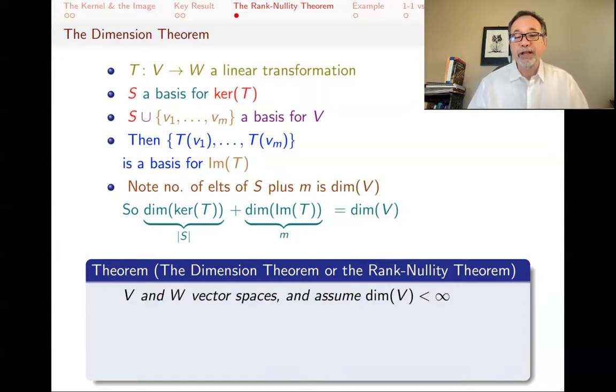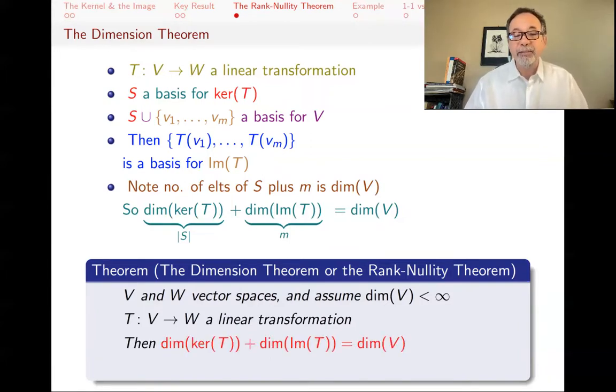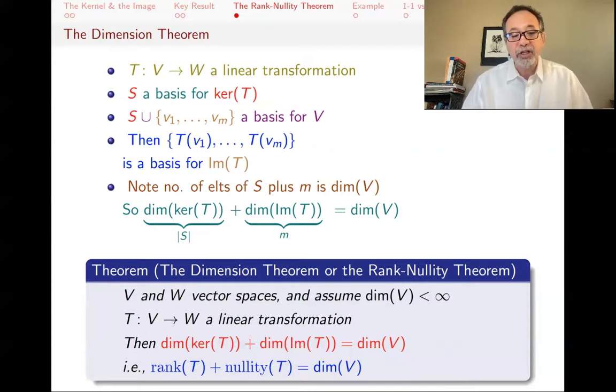So if V and W are vector spaces and V is finite dimensional, and we have a linear transformation T from V to W, then the dimension of the kernel plus the dimension of the image equals the dimension of the domain. That says that rank plus nullity equals the dimension. I switched the place of rank and nullity. Nullity is the dimension of the kernel, rank is the dimension of the image, but they add up to the dimension of V, and this is called the Rank-Nullity Theorem for that reason.